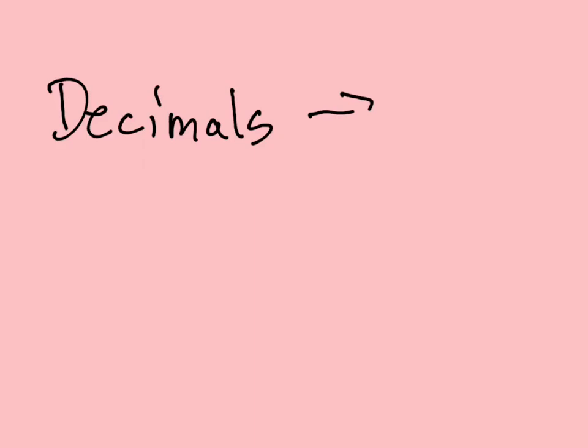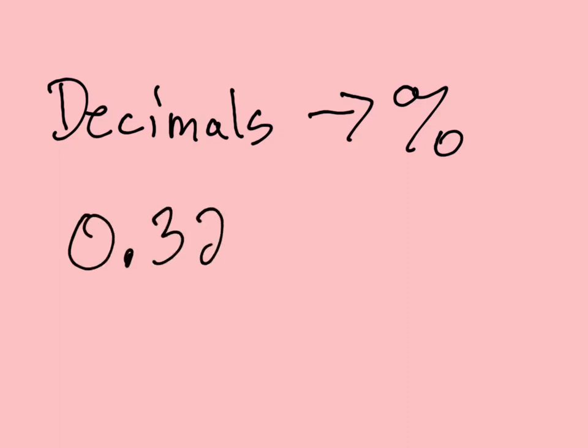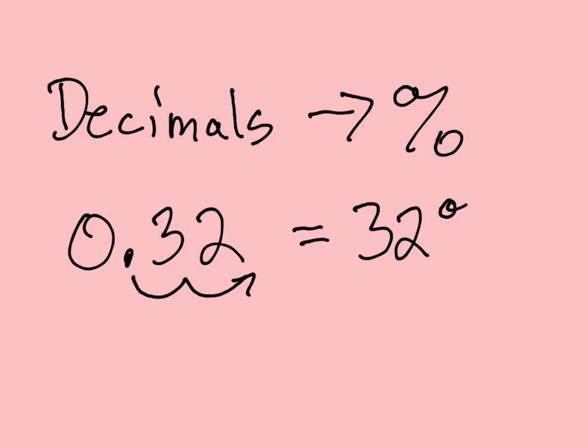To convert percents to decimals and decimals to percent is really easy. So let's start by converting decimals to percent. Well, a decimal can be written as 0.32, for example. And then we just need to convert that to a percent. And so we move the decimal place 2 places to the right, and we get 32%. And that's really as simple as it is.